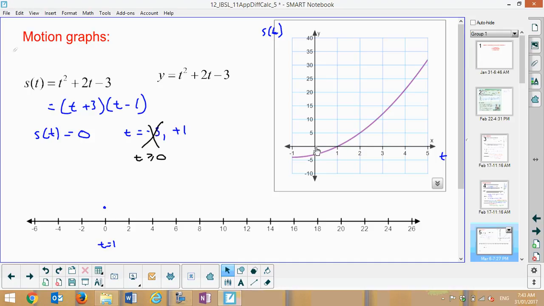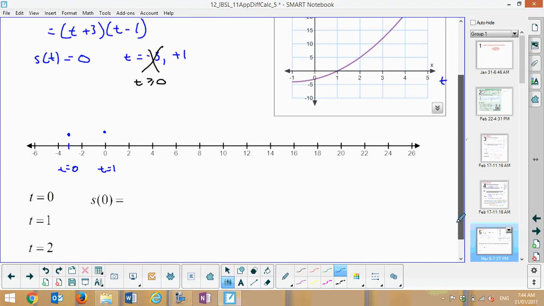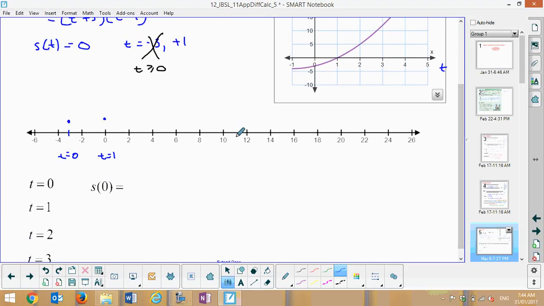So it means when t is equal to 0, we can see it's at minus 3 from our equation. So here, it's at this point, at t equals 0. So we can go through and work out either from the graph or algebraically. At t equals 0, we've got that is equal to minus 3. At 1, s of 1 is equal to 0.